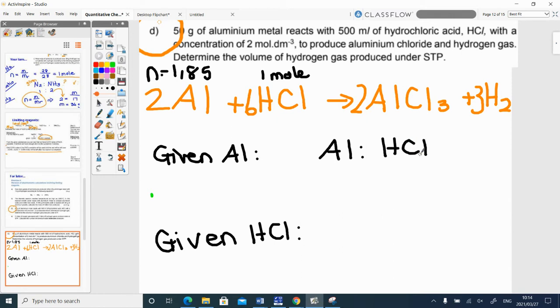We only work with our reactants because, like we said earlier, we can never have limiting products. It's always going to be limiting reactants. So now we're going to say 2 to 6. Always the first one comes from your balanced equation, but I don't have 2 moles of aluminium, I have 1.85. So 1.85, you divide by 2 times by 6, and I get 5.55.